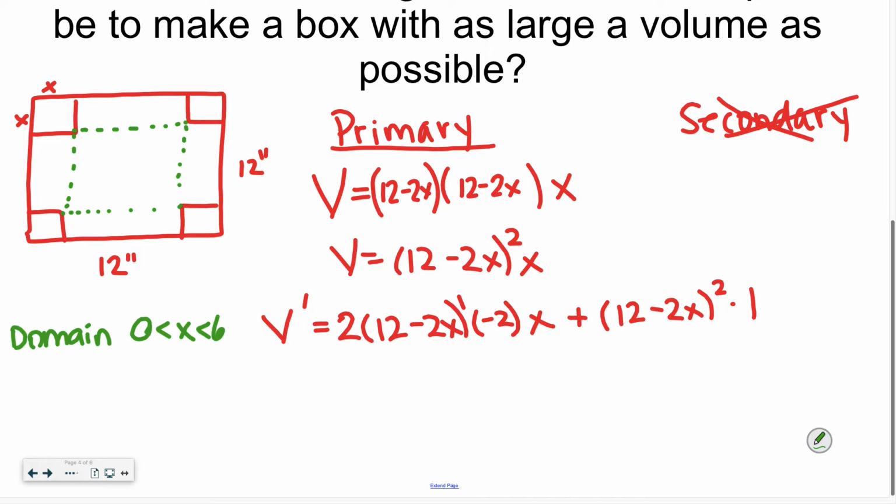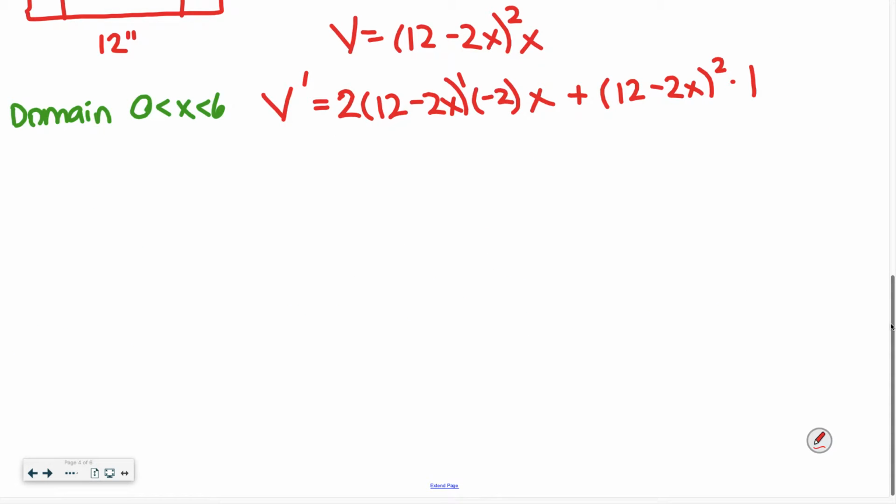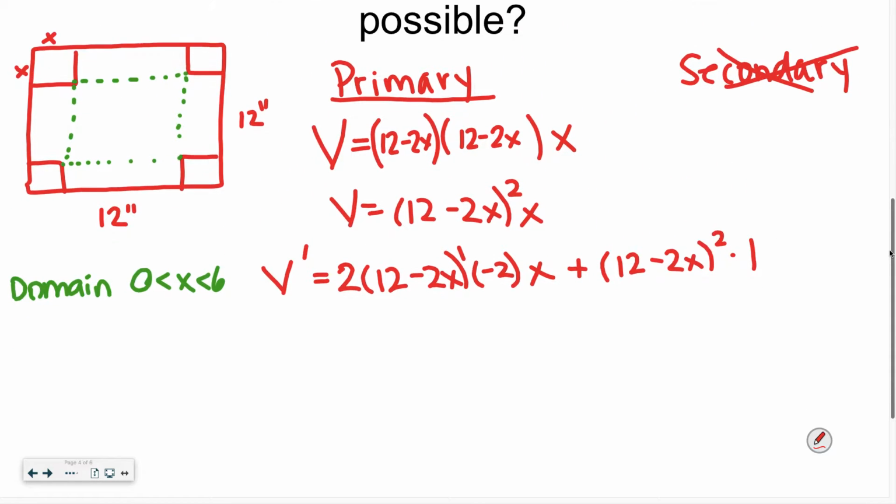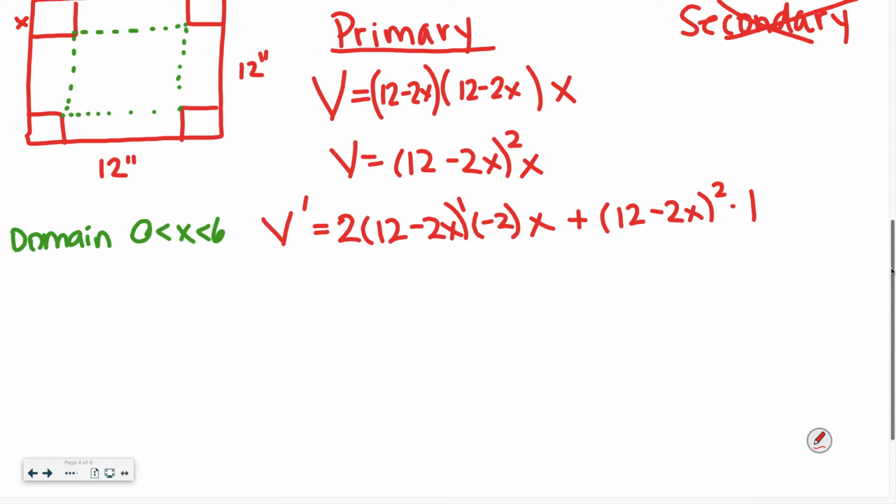Okay? Okay, so back to our first derivative test. We took our derivative, and now we're going to have to find our critical points, right? So we need to know where our derivative is 0. Well, in order to know where our derivative is 0, we're going to have to do some algebra, right? So what happens when we take 2 times 12 minus 2x times negative 2 times x? Can we do all of that distribution all at once? Is that okay?